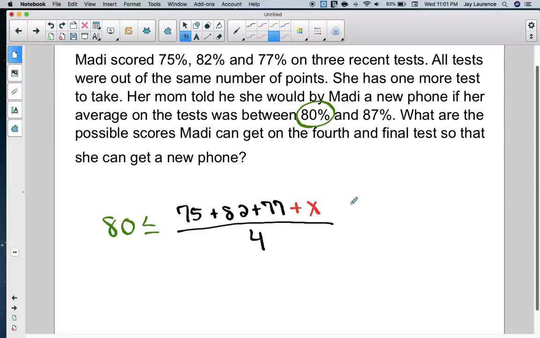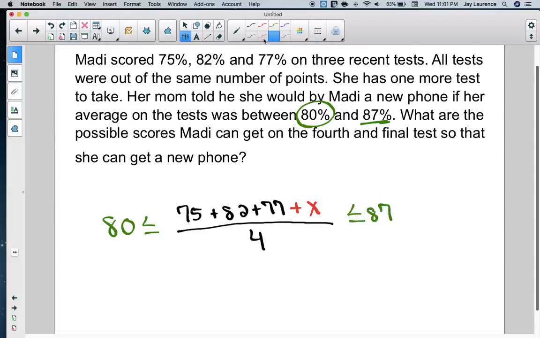But for some reason, her mom put another boundary on and said it can't be higher than an 87. Very unusual thing by Mom. You'd think she'd be happy that if she got a 93 or something, maybe she's going to buy her something better. I don't know. The story doesn't tell us. But this percentage has to be no more than, or less than or equal to, 87.